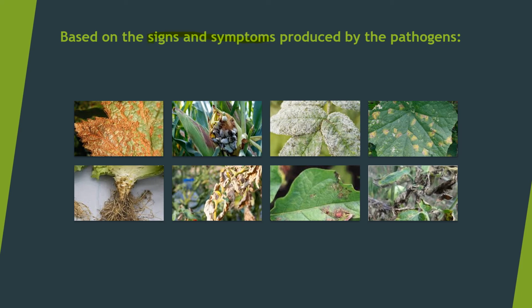Signs and symptoms we have discussed in our previous lecture. The sign is the physical presence of a pathogen, while a symptom is the appearance or visual appearance of the leaves, which is showing the disease but not the pathogen.